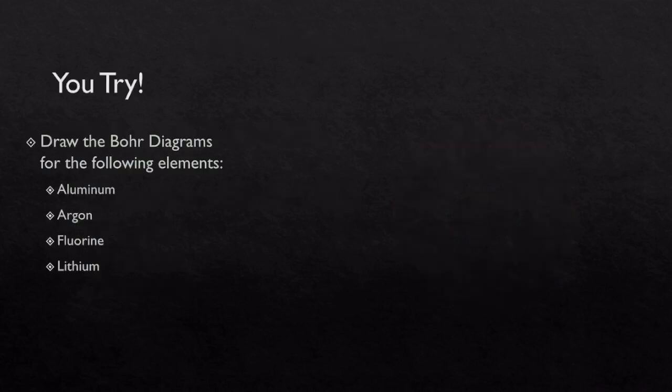So now what I'd like for you to do is make sure that you've got your periodic table from class while you're doing this, because you're going to need it to be able to figure out how many electrons a neutral atom of each of these elements will have. And I'd like you to go ahead and pause the video and try to draw out these Bohr diagrams by yourself, and then you can unpause it and we'll go over them together.